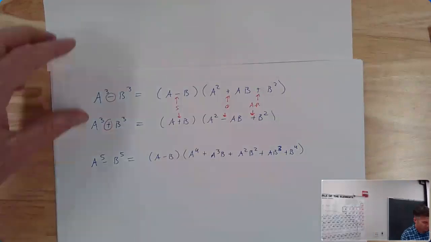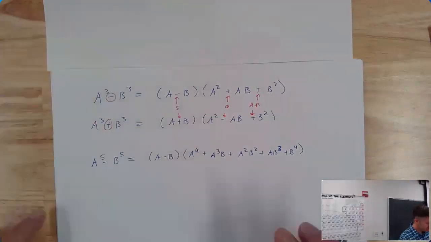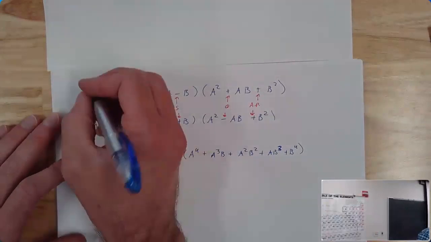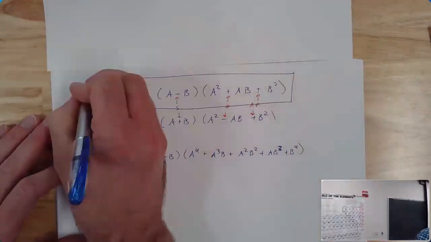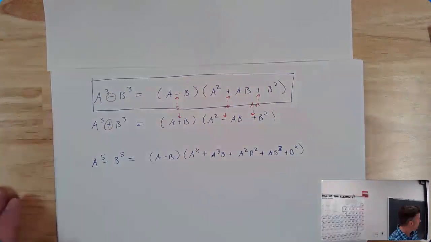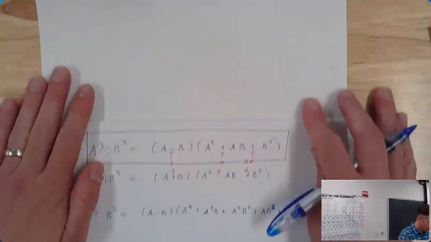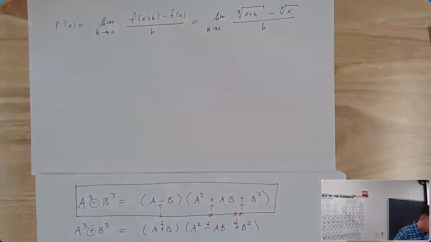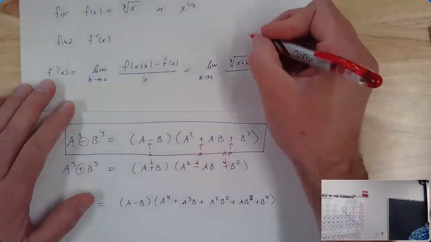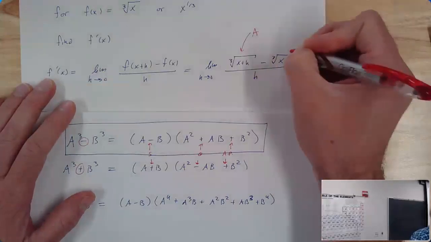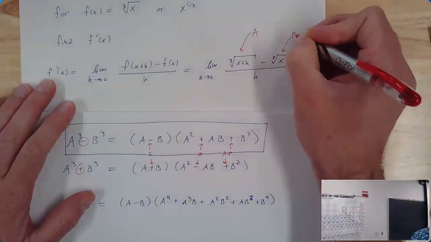Probably, yeah. So the point of this, though, is that if you have a difference of cubes, it factors like this. And so what I want you to see, or what we're going to do, is think of this part here as the A and this part here as the B.